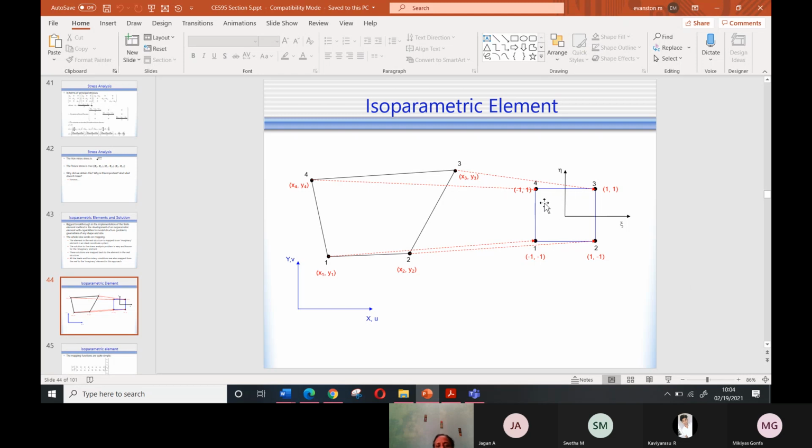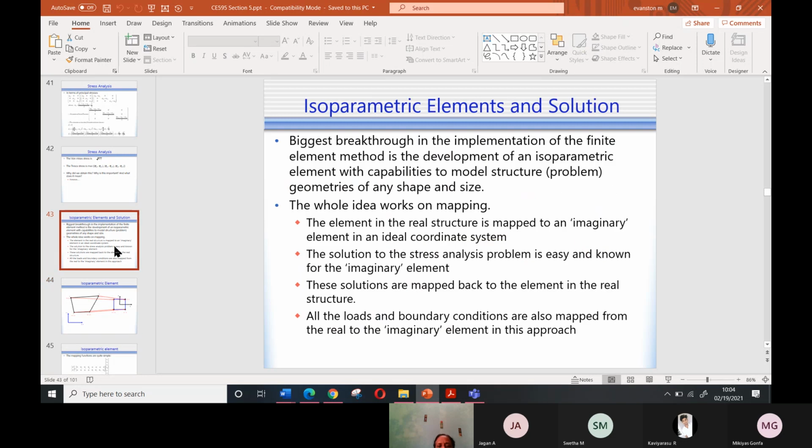But it is converted into, if you take node 1, it is -1 and -1, node 2 it is 1 and -1, node 3 it is 1 and 1, and the fourth node is -1 and +1. Like that it is being converted. So what you understand is, the element in the real structure is mapped to an imaginary element in an ideal coordinate system.